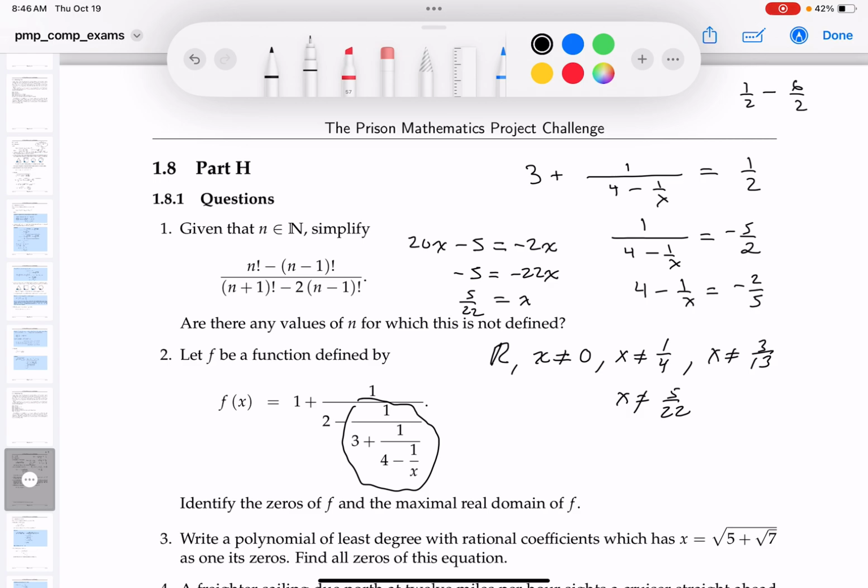I think I'm done with that. I got the real domain over here. It's all real numbers, but don't allow 0 in. Don't allow 1/4 in. Don't allow 3/13 in, and don't allow 5/22 in. All right, so I'm done with that. Then I'm going to go to the next thing up, which is try to figure out what the 0 of the problem is.